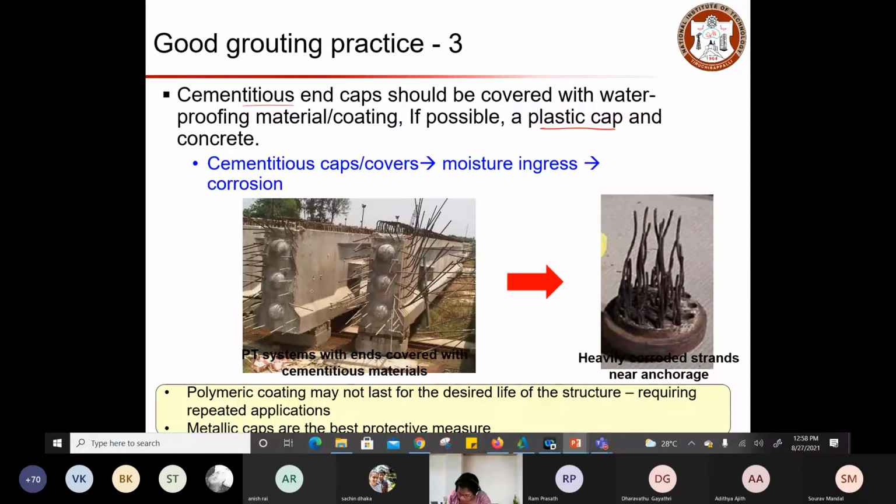Here you can see the PTC systems with the end covered with cementitious materials, and this is also the same case. But here you can see that because of moisture increase, the strands at these regions got corroded, and you can see a lot of rupture of outer wires as well at this point.